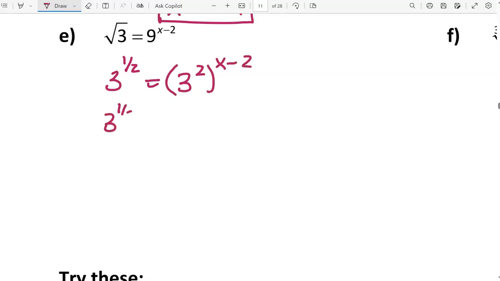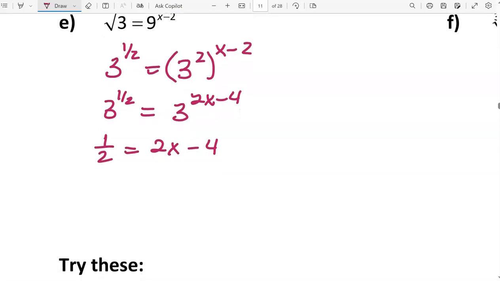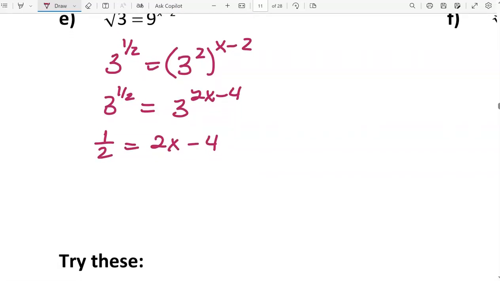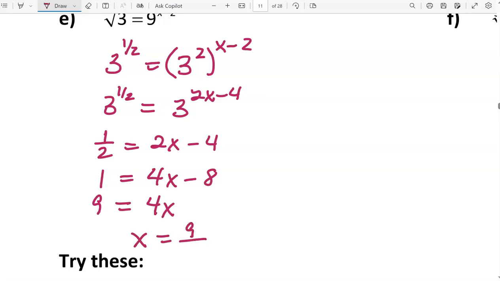And now when we raise a power to a power, we multiply those exponents. So 2x minus 4 is the new exponent on the right. Now let's equate the exponents. And as always, if we have a fractional value, it might make it easier if we just clear fractions by multiplying all terms by 2. Don't forget to distribute that times 2 to all terms. And then adding 8 and dividing by 4, x is equal to 9/4.